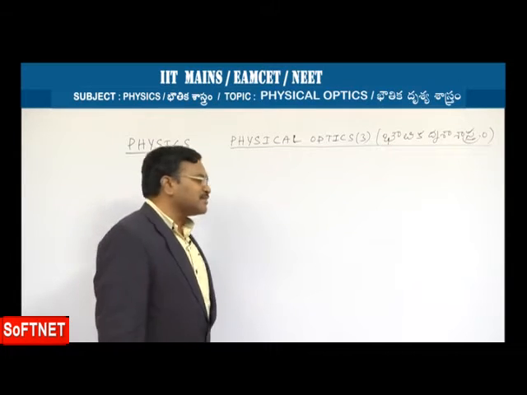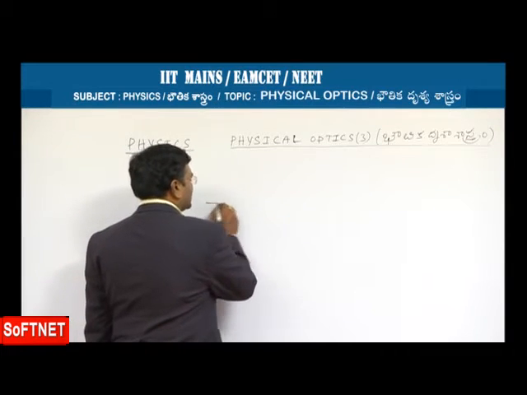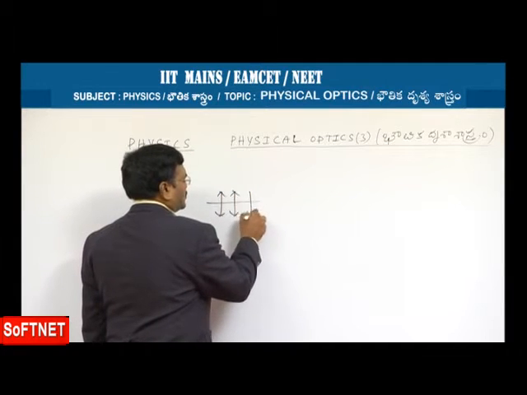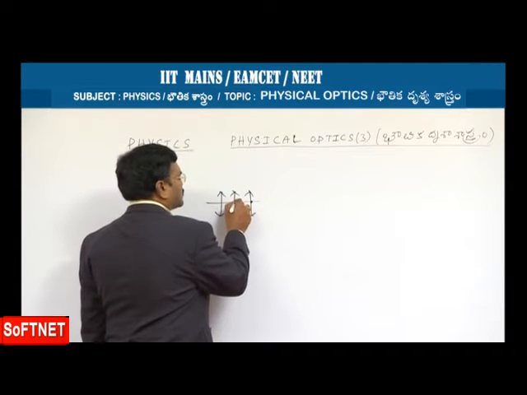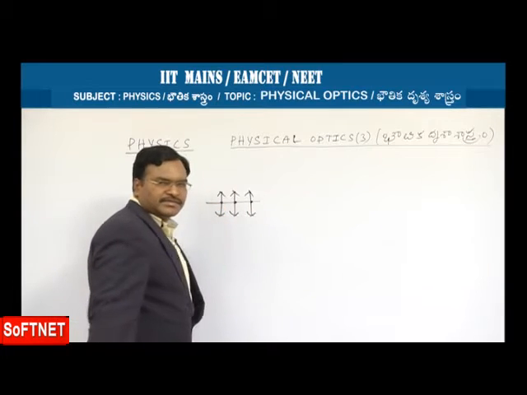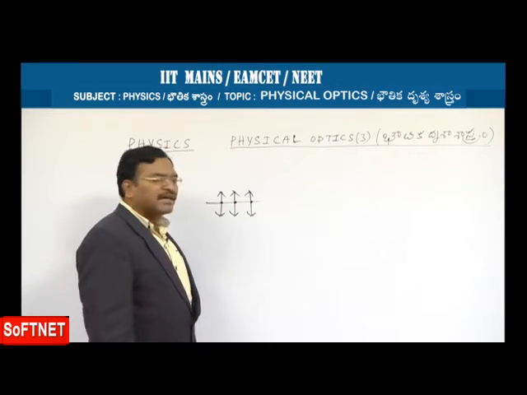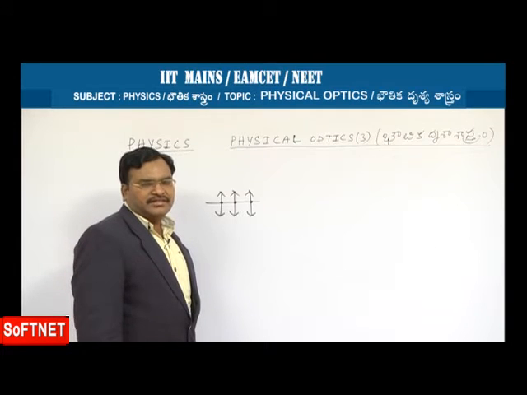What is unpolarized light? Unpolarized light is represented by dots with double-headed arrows. Natural light is unpolarized light. Electric field vector vibrating in all directions, that is unpolarized light. Now, what is polarized light?